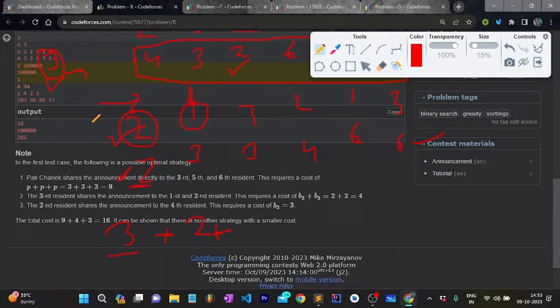And now the limit will be decreased by 1 for this person, because this person can share the announcement to only 2 persons, and 1 person has already taken the announcement from this person. So limit will decrease by 1. Now we will move to the third person. We have to share the announcement to the third person. How many choices do we have?